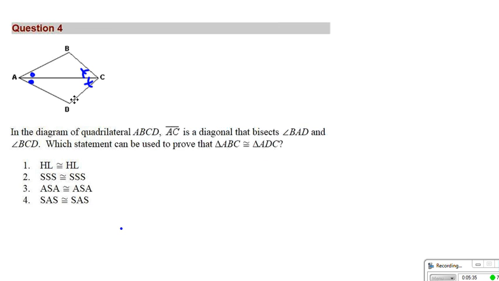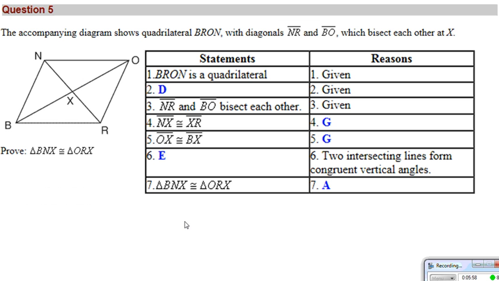We see that the line AC right over here is common for both triangles. Therefore, it is reflexive, which makes angle-side-angle, ASA, our method to prove these two triangles congruent. Choice number 3. Here comes question number 5.